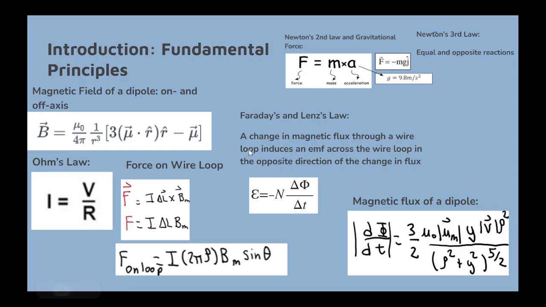Faraday and Lenz's law, which is a change in magnetic flux through a wire loop, induces an EMF across the entire wire loop in the opposite direction of the change in flux. So this shows that EMF is the negative change in flux. N is for the number of rings. Then we also have our magnetic flux of a dipole listed below.